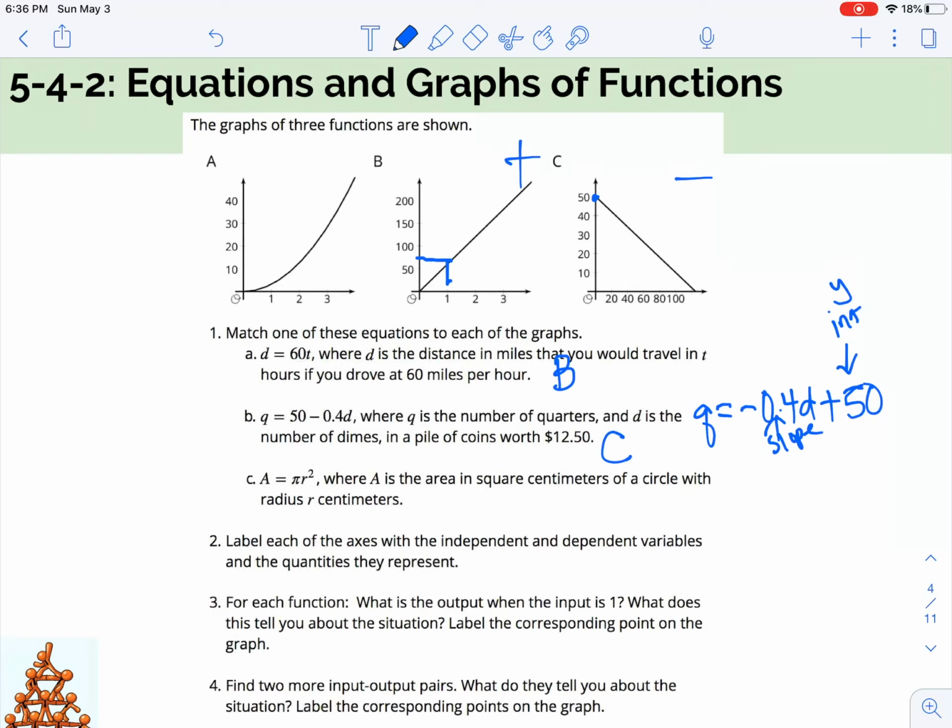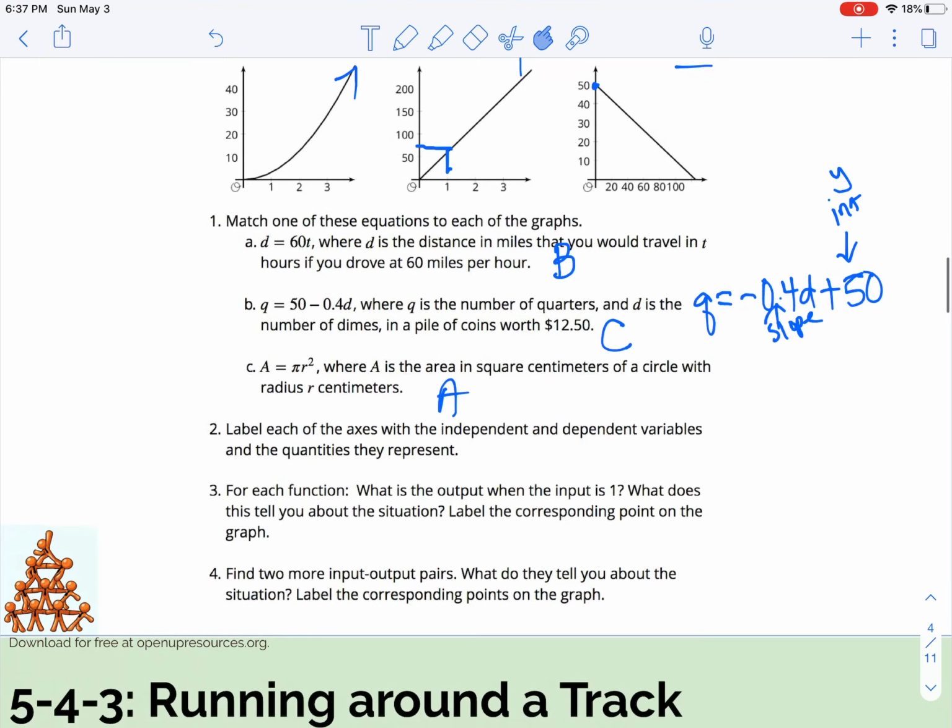So anyways, the last one, A equals pi r squared, where A is the area in square centimeters of a circle with radius r. Okay, well, process of elimination, we know that that has to go with A. We haven't really worked with graphs like that very much, but that's typical of a graph where something is being squared, because of the pattern of what happens when you square different numbers continuously. You're going to get an upward sloping graph like this. So don't worry too much about the math behind that right now, because we're not really there yet.